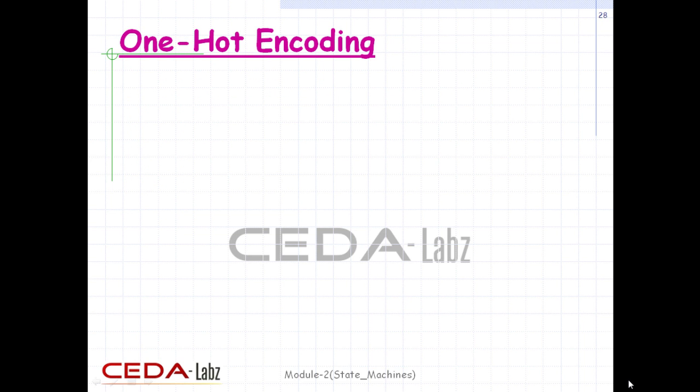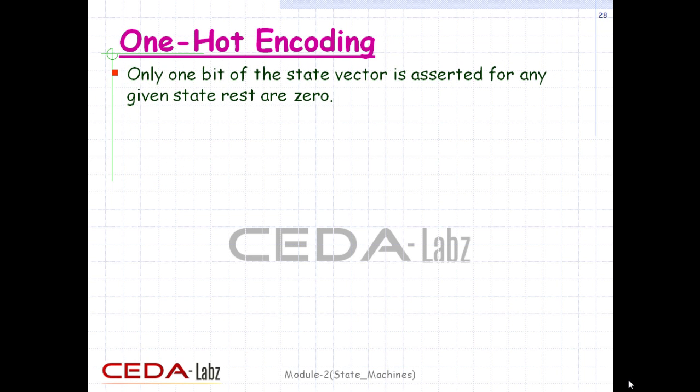In one-hot encoding, only one bit of the state vector is asserted for any given state. It is another low-power coding style, and requires more number of bits. It is useful for describing bus protocols. All other state bits are 0. Thus if there are n states, then n state flip-flops are required. As only one bit remains logic high and the rest are logic low, it is called one-hot encoding.